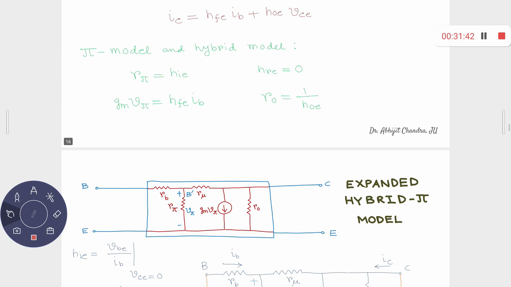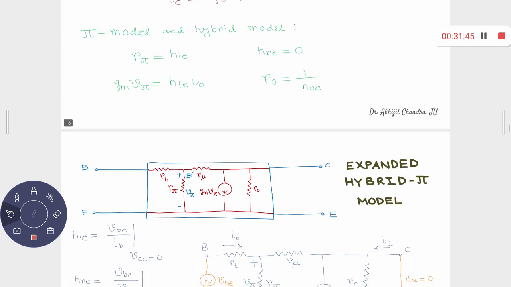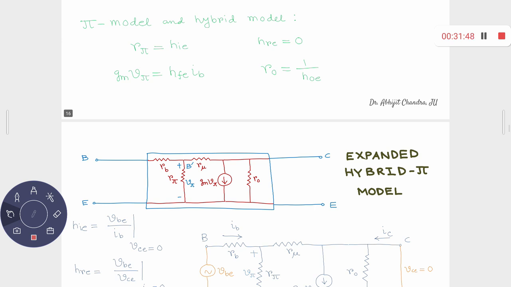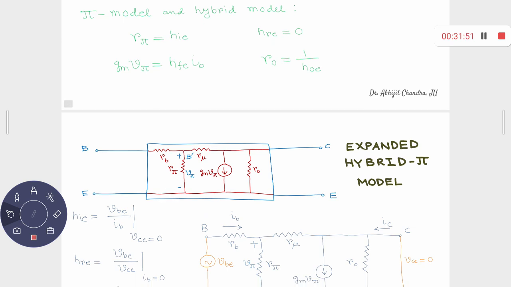Okay. And then, whenever I consider that particular model, which involves only three elements, R pi, GM V pi and R naught, that's a simplistic model. And here, this is an expanded pi model. We have taken into account two more parameters. What are those two? Already you have seen that these three parameters are there. R pi was there. GM V pi was there, where V pi was the voltage across this resistance R pi. And R naught was there. So these three elements are already there in the simplistic pi model.